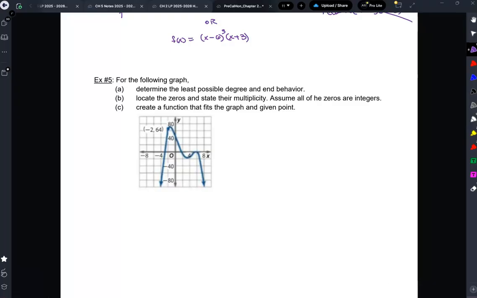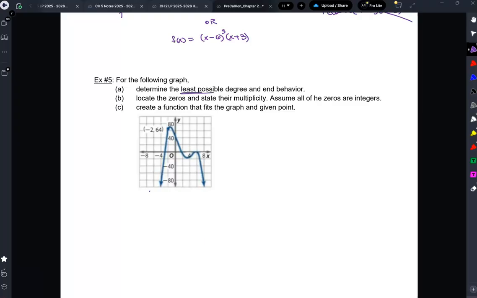But look at this next one. This next one is a little bit more concrete. So first, let's determine the least possible degree and the end behavior. The end behavior here, because they're both negative infinity, they're the same. Is the degree for this going to be even or odd? Even, right? So we already know: 2, 4, 6, and so on.